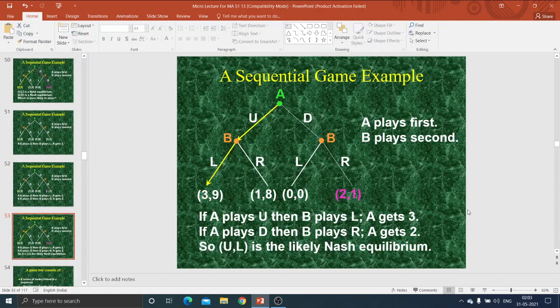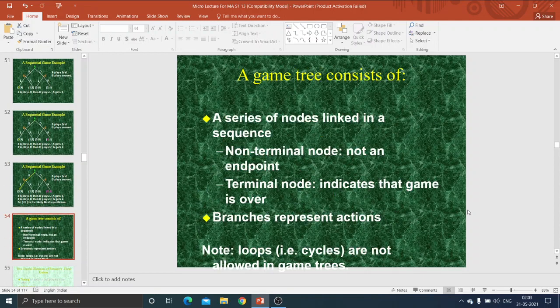So in that sense UL is the likely Nash equilibrium in this particular understanding.